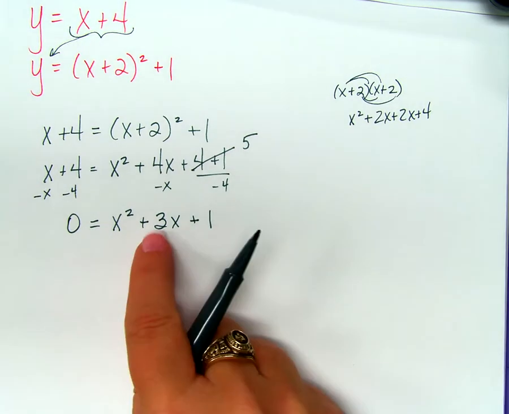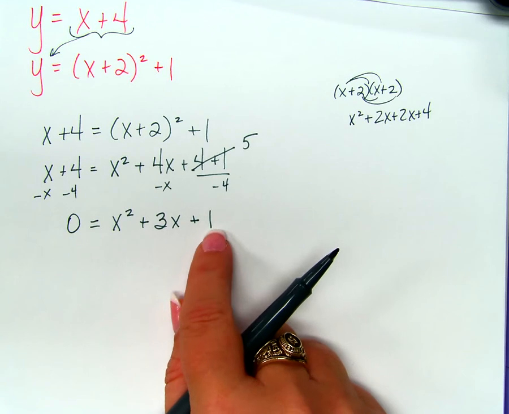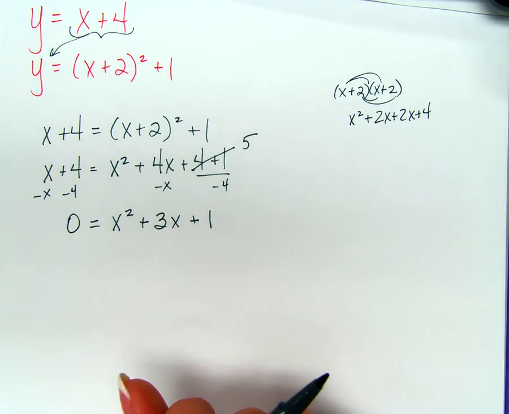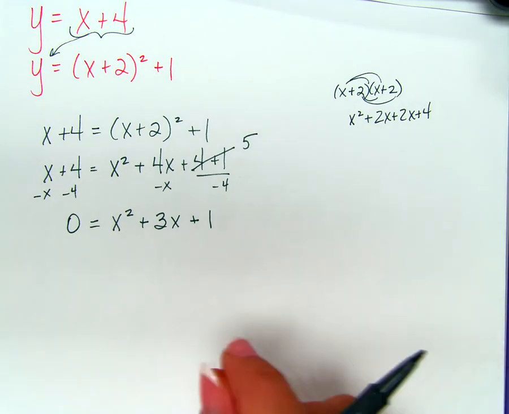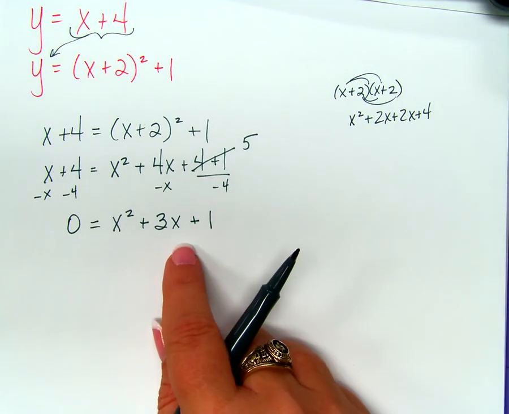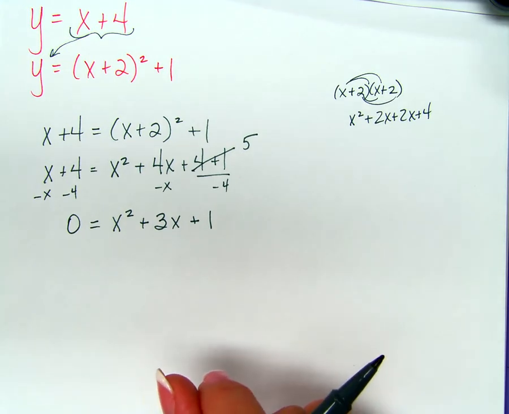Now, how many ways do we know how to solve this? At least 5, right? Which way would you like to try first? Factoring. Okay, what multiplies to be 1 and adds to be 3? Nothing. So we can't factor it. Graphing at this point is kind of a moot point because we know it's not going to cross at any nice places because factoring didn't work. So we've got completing the square and the quadratic formula. Complete the square.